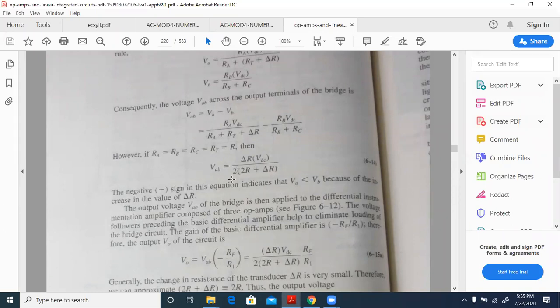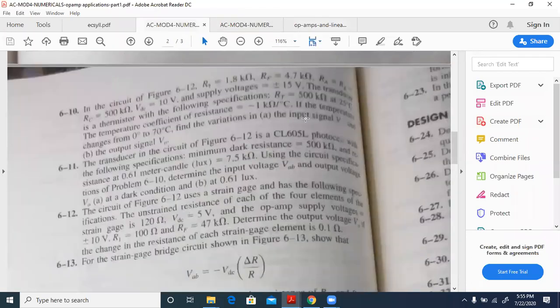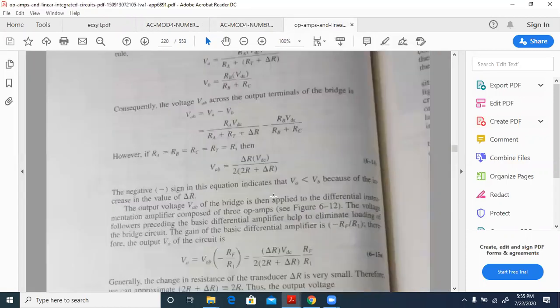Okay, so for VAB1 and VAB2, you can find the difference between the two. You will get the value which corresponds to the first case, that is the input signal variation, and then the output signal variation. We can straight away use the formula: the variation in V0 is equal to the variation in VAB multiplied by minus RF by R1.